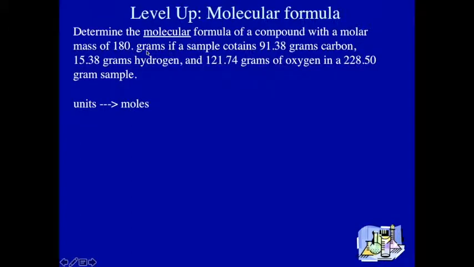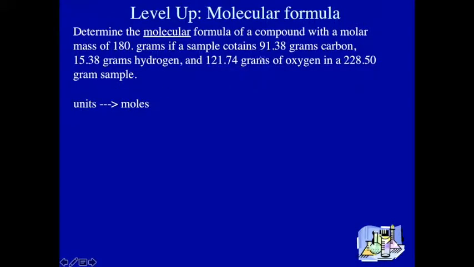This tells me that the 0 is significant, but that is not important right now. I do not know what my compound is, so I really can't do anything with this number at the moment. What I can do something with is 91.38 grams of carbon, 15.38 grams of hydrogen, and 121.74 grams of oxygen. My total sample is a 228.50 gram sample. Again, I don't know what the compound is, so I can't do anything with that at the moment.